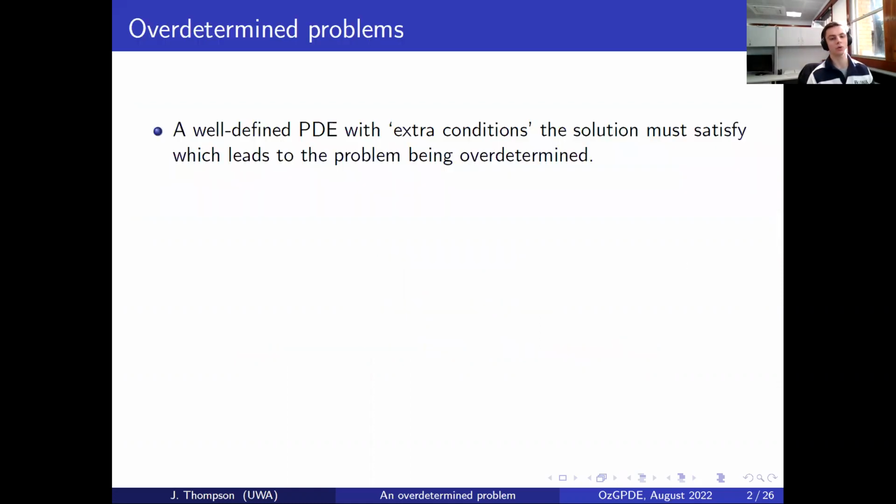Okay, so first of all, what do I mean by an overdetermined problem? An overdetermined problem is a problem in PDEs where we have a well-defined PDE, and then we want to impose an extra condition on the solution of the PDE. This leads to the problem being overdetermined, so not every single region will satisfy this extra condition.